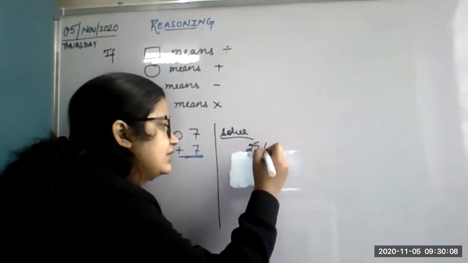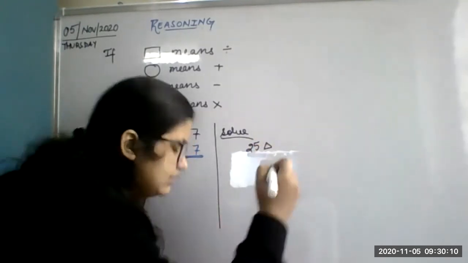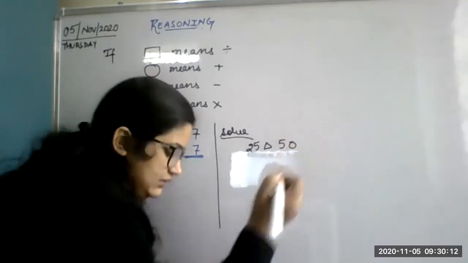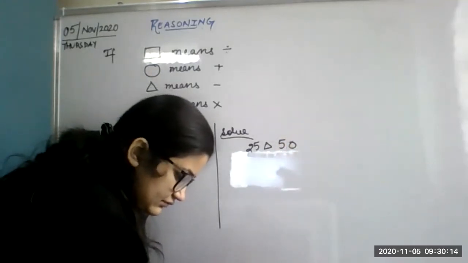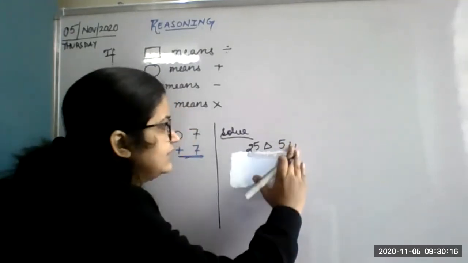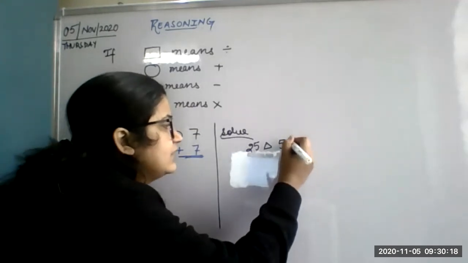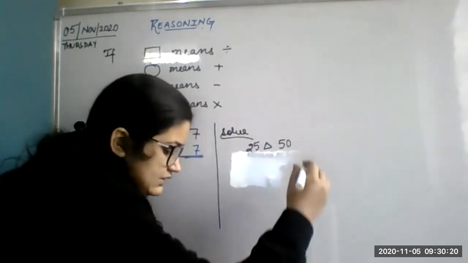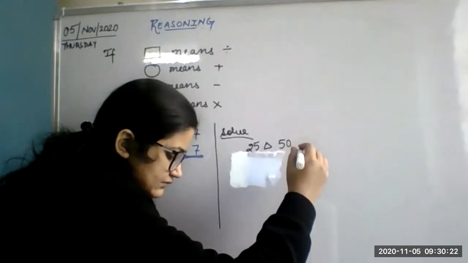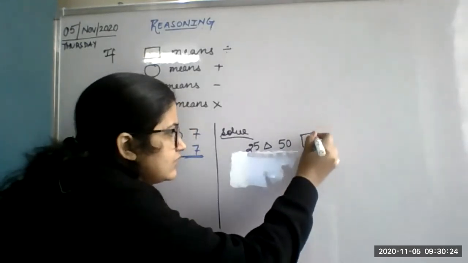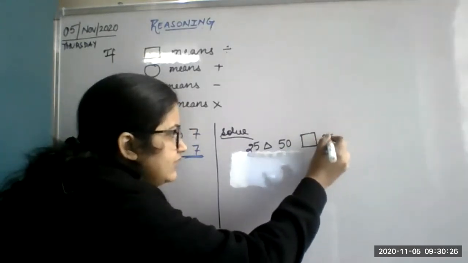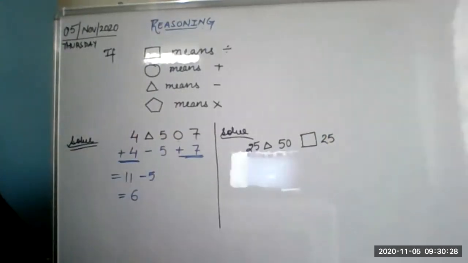25 triangle, 5 circle. No, it's not 5 circle, it's 50. 50, 50. 50. 25. It's not a circle, it's 50, 50.